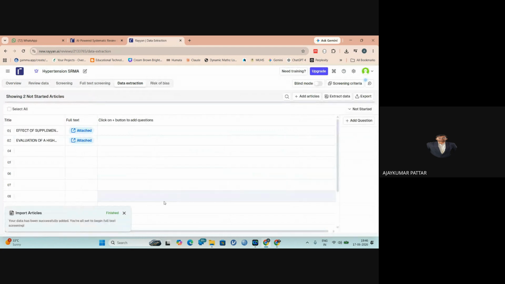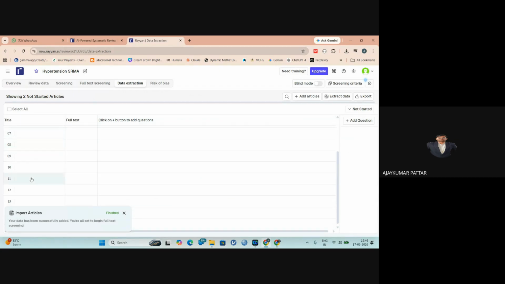Then I will click on add data extraction. So like this, the list of all the papers, you will get the names in this particular column.